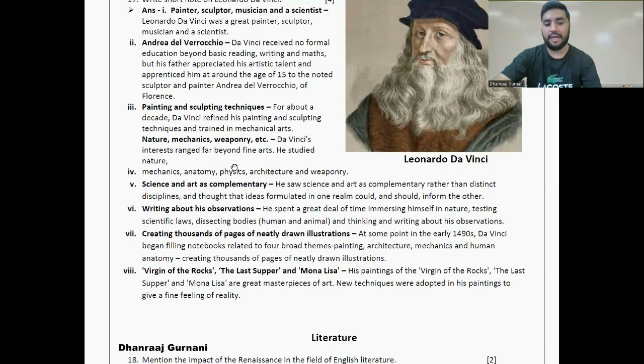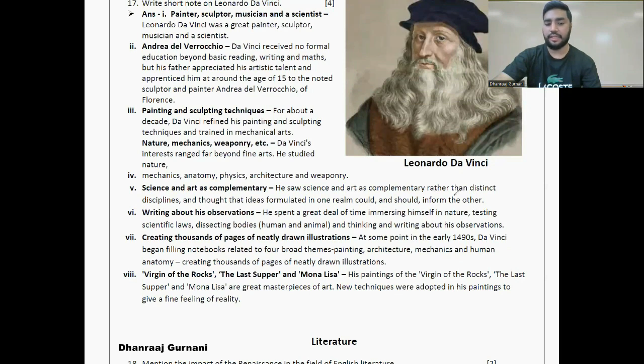Fifth point, science and art are complementary. Da Vinci saw science and art as complementary rather than different disciplines, and thought that ideas formulated in one realm, that is, in one subject, could be used in the other subject. So you can use science to do art, and vice versa. You can use art to learn science. Writing about his observations, sixth one, he spent a great deal of time immersing himself in nature, testing scientific laws, dissecting bodies of humans and animals, and thinking and writing about his observations.